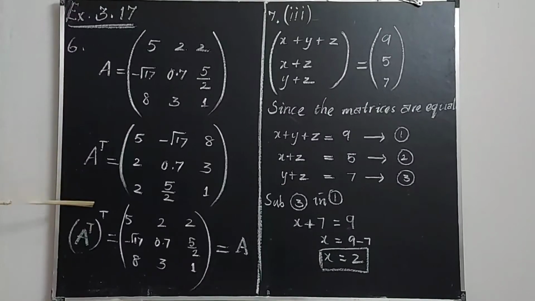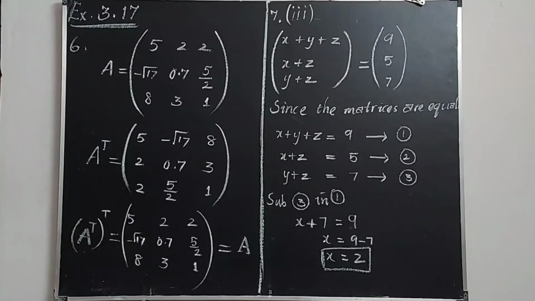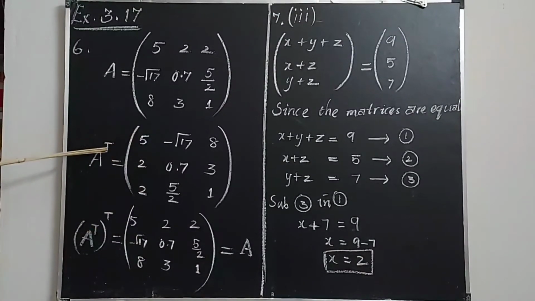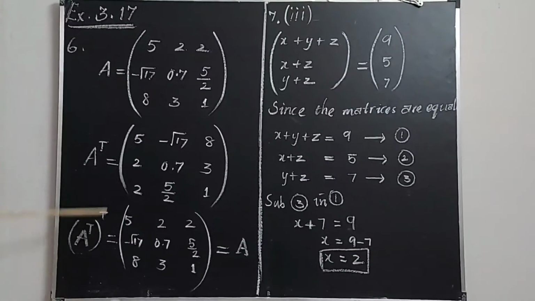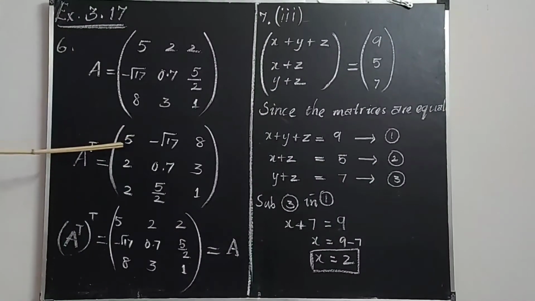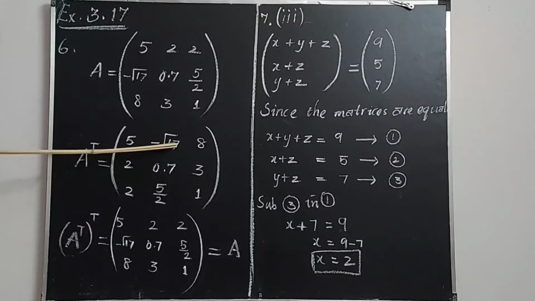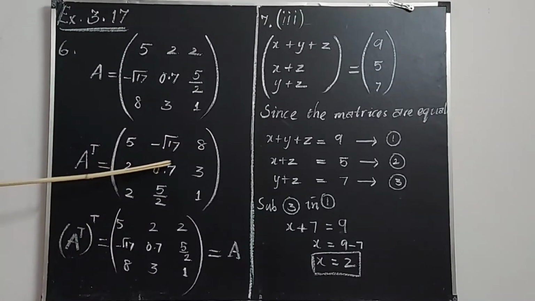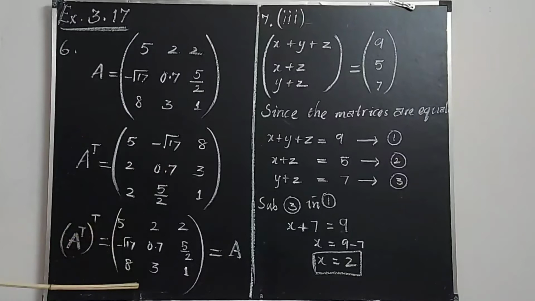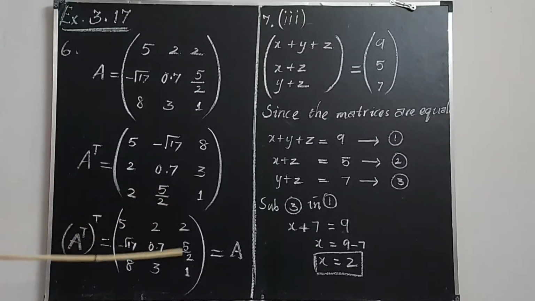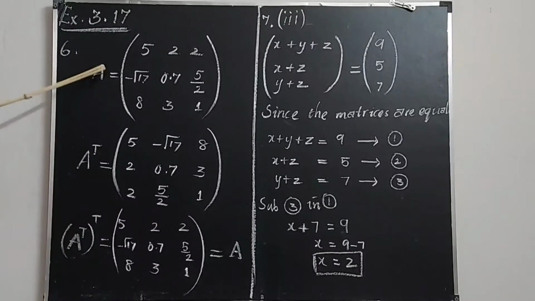Now, to get the transpose of transpose of A, we change the rows of transpose of A into columns. That is, what is transpose of A? First row is 5, minus root 17, 8. Write it down in the first column. And 2, 0.7, 3, the second row, into the second column. And 2, 5 by 2, 1, the third row, into the third column. Now compare this with A.